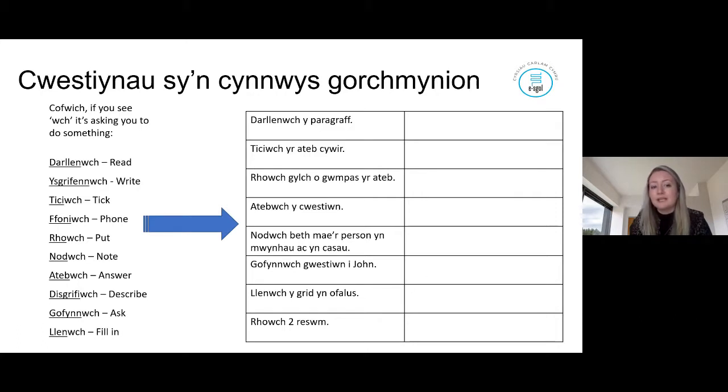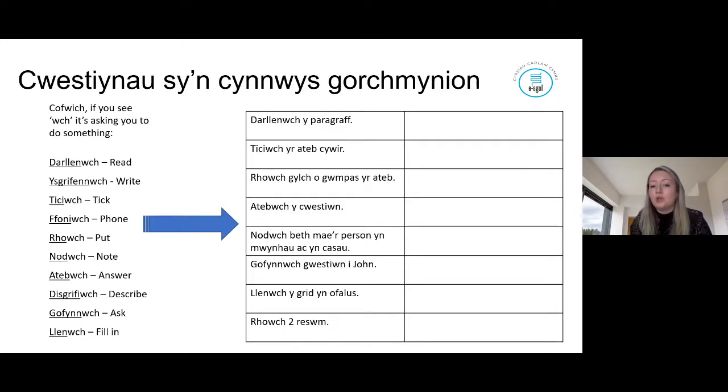Atebwch a question. So look back to what atebwch is and see if you can work out what atebwch a question is. Nodwch beth mae'r person yn mwynhau ac yn casau. So look to what nodwch means. Think about what we did last week. Beth meaning what. So note what the person enjoys and hates. Always break it down in the question if you don't know what it means, and try and chunk your answers, so try and work out different chunks of the answer or the question.